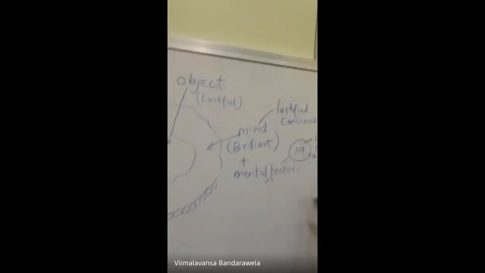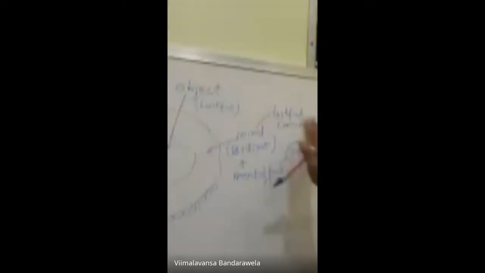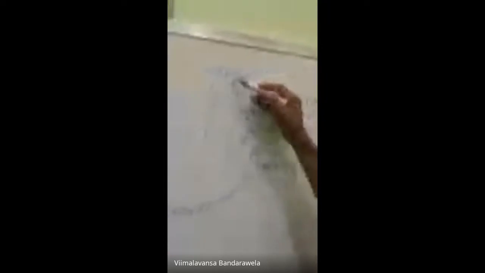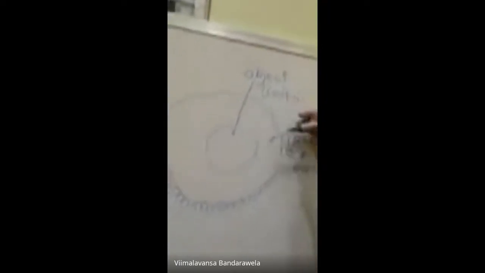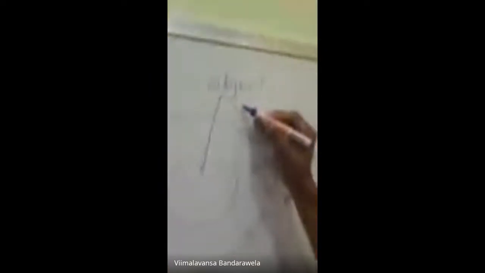So you want to understand this thing: every time you need object. For example, if it is hatred, then the object is an object of resentment, right? Hatred.